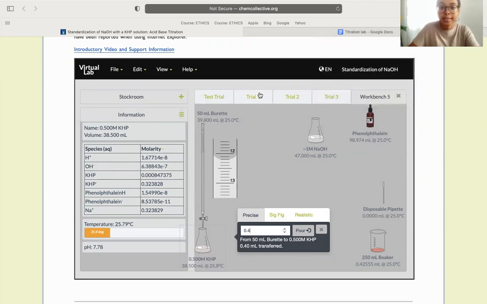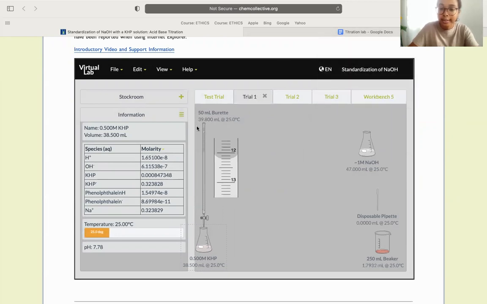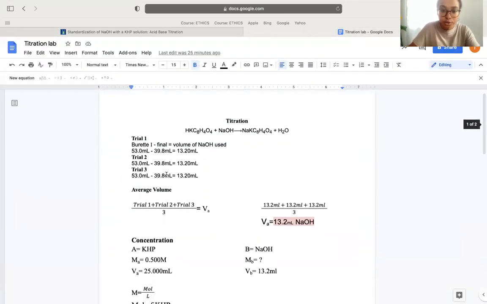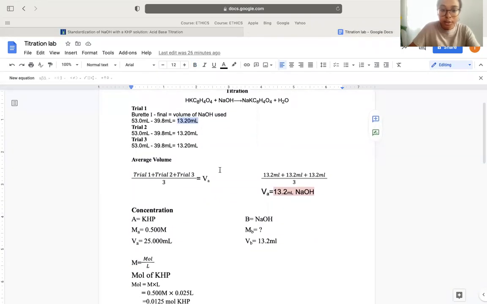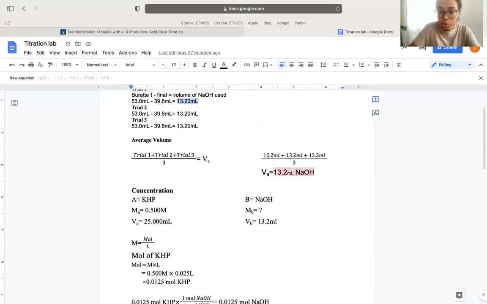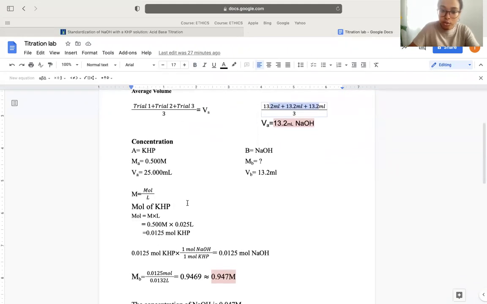I know this because I did this in trial 1, 2, and 3, and I got the exact same amount of milliliters of sodium hydroxide used right here. Trial 1, trial 2, and trial 3. To find the average volume, I have to take all of my trials, add them together, and divide by 3. So 13.2 divided by 3 gives me 13.2 milliliters of sodium hydroxide used.